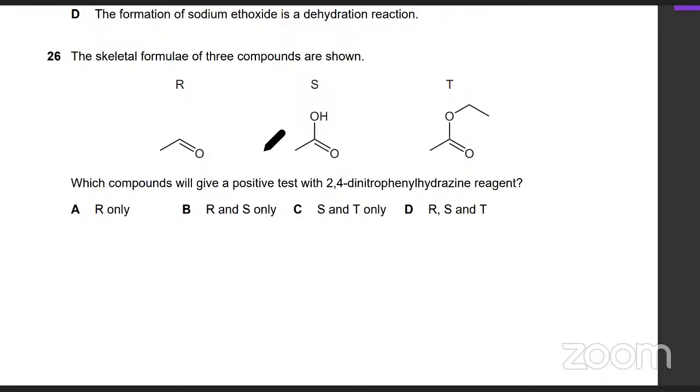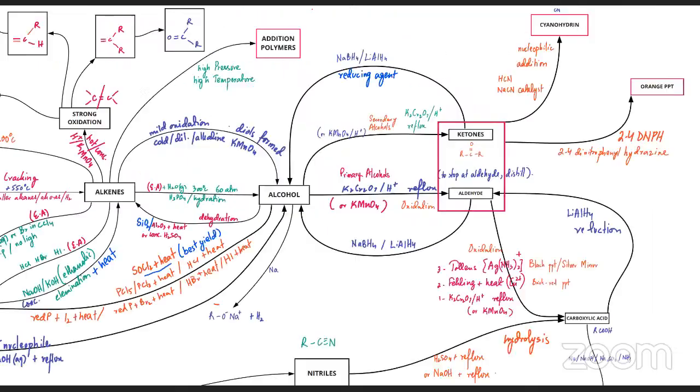So the skeletal formulae of the three compounds are shown. Which will give a positive test with 2,4-DNPH? Aldehyde and ketone. This one is an aldehyde, double bond O at the end of the chain. This one is not good. It's an ester, because it's a double bond O and O in the middle of the chain. This one is a carboxylic acid because it's double bond O and OH. While this one happens to be an aldehyde. So this is the only one that's going to give a positive test. Remember, 2,4-DNPH is only for aldehydes and ketones, not for any other thing.